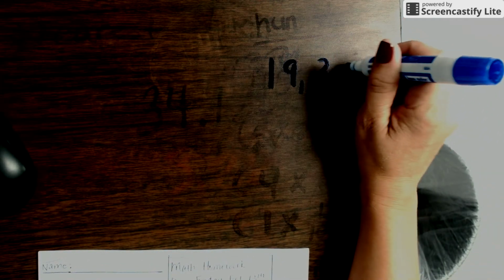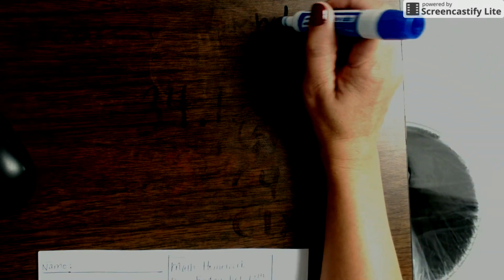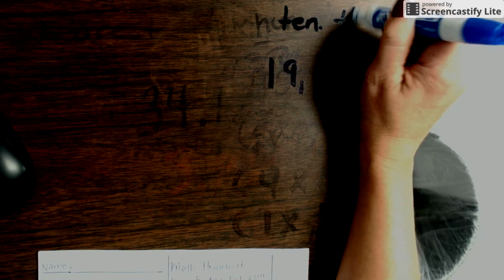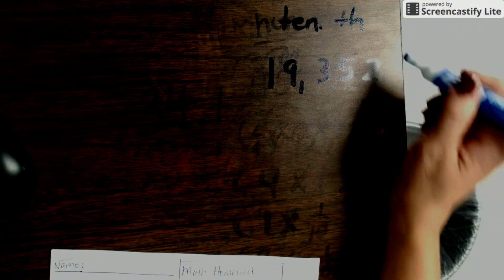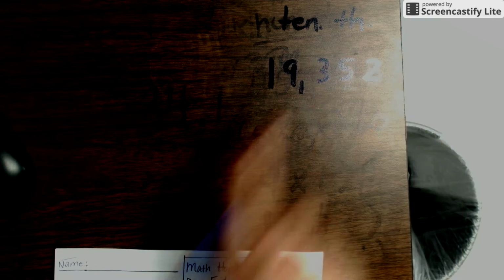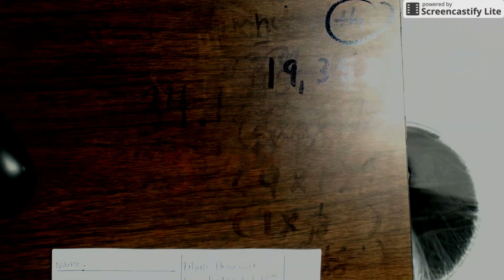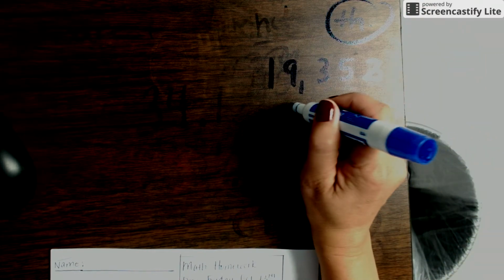Okay, now what if I gave you a number such as, let's say I gave you 19,352, and I wanted you to round to the nearest 10,000s place. Okay, well, the strategy is the same. You underline the place that you're rounding to, the 10,000s place. Actually, you know what? I'm going to change that to the thousands place. Let's round to the thousands place.